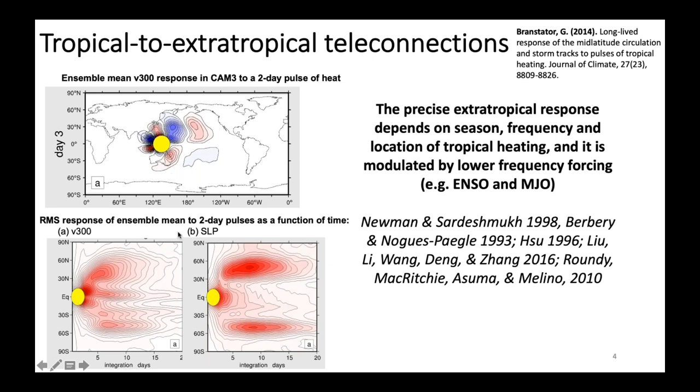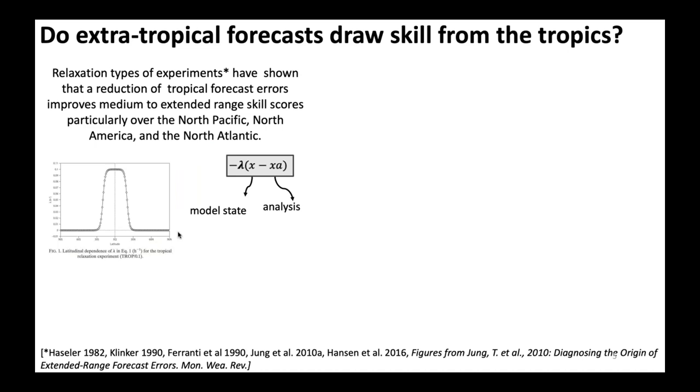And one way that people have looked at this in numerical weather prediction systems is by performing what's known as a relaxation type of experiment, or nudging. In our case here, what that means is that we're going to relax the forecast to observations over a limited region near the equator, and then the system runs freely beyond that tropical band. And the ECMWF has a long history of looking at this type of experiments, and I'm going to illustrate the general conclusions from it based on some figures from Young et al.